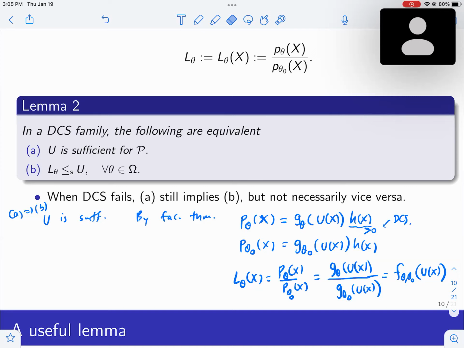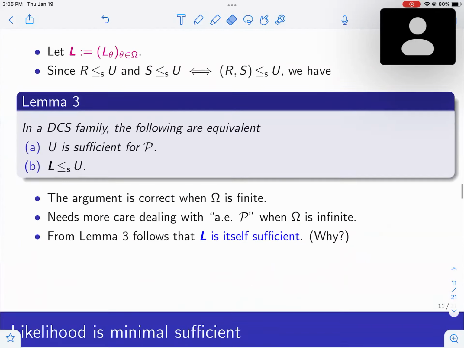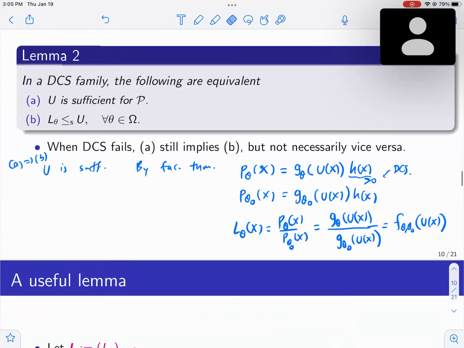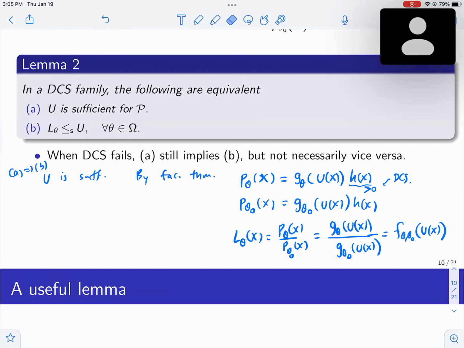Any other questions? So this is one direction. The other one, do you want to prove the other way? Let me leave it to you to prove. You have to reverse this idea. Start from this, go back to that, and you recover the factorization. To prove that, just reverse these steps. For any theta, you have some function. You invert the steps, and you prove that B implies A.